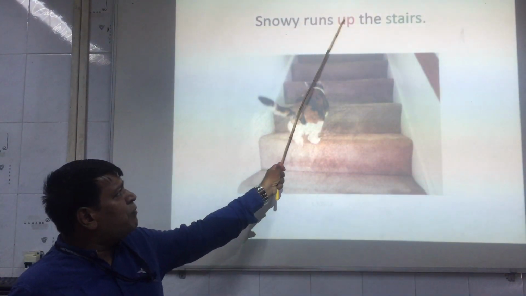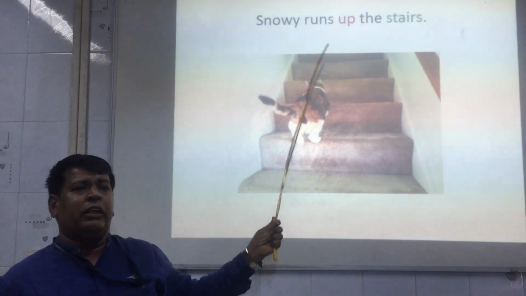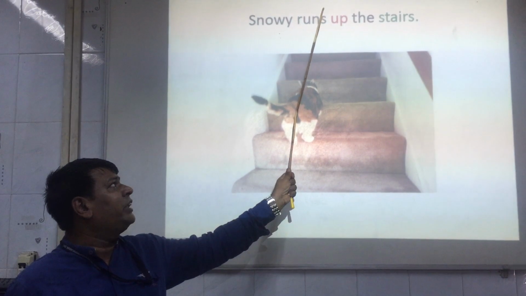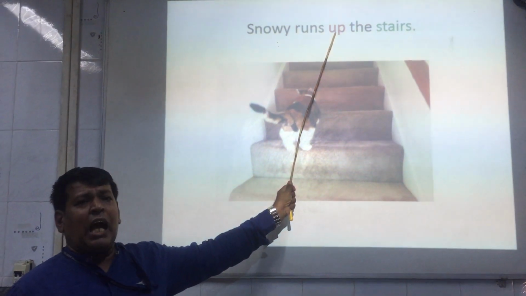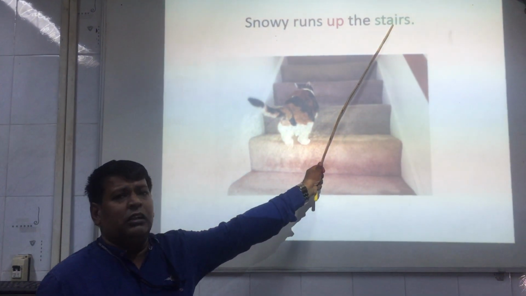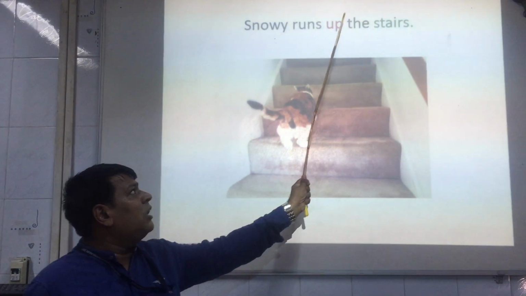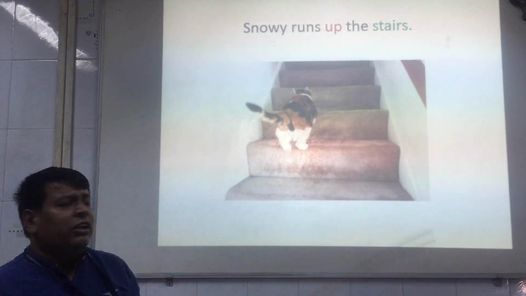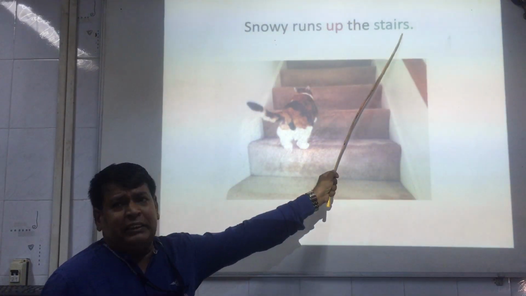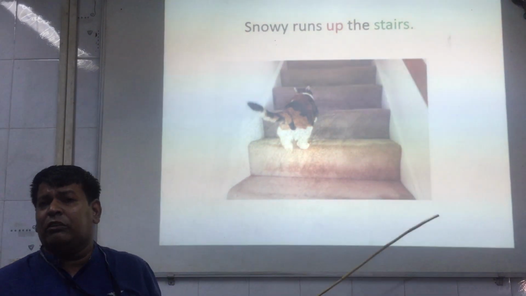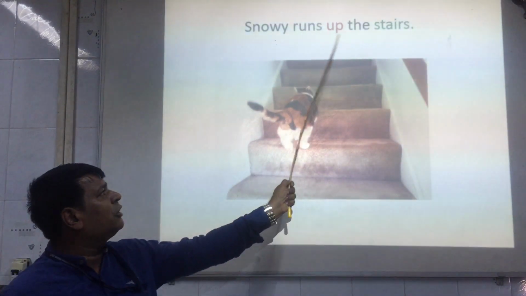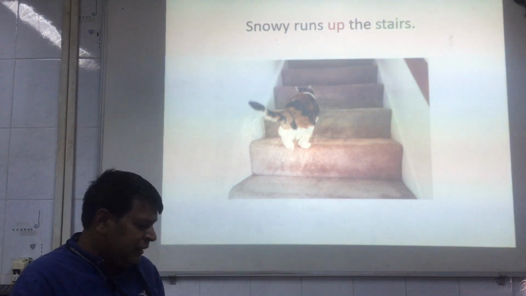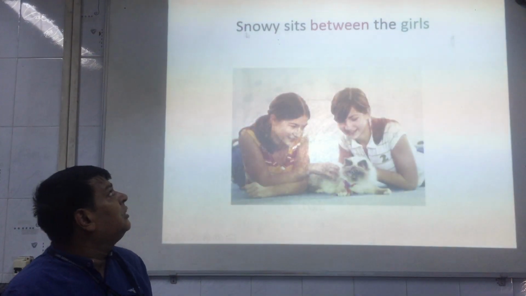Snowy runs up the stairs. I repeat again. Snowy runs up the stairs. Now up, which is in red color, is a preposition, and the stairs, which is in green color, is a noun. Now up is a preposition which shows the relationship between the Snowy and the stairs. As preposition is always followed by a noun, we all know, so up is followed by the stairs. Is that clear, students? See the next one now.